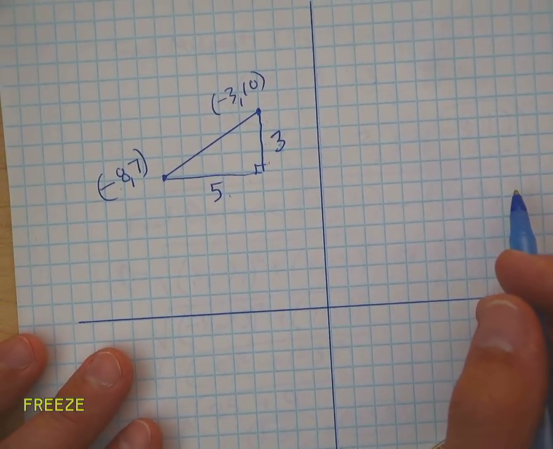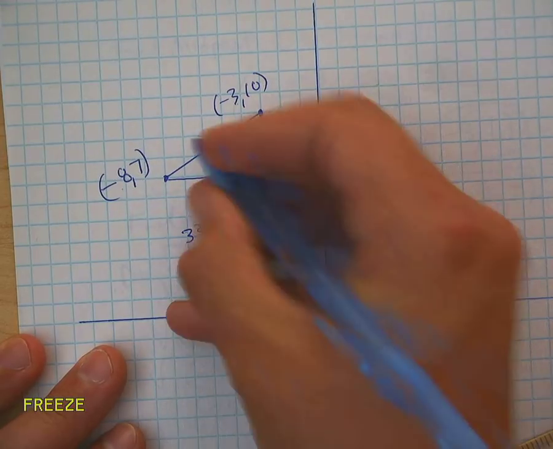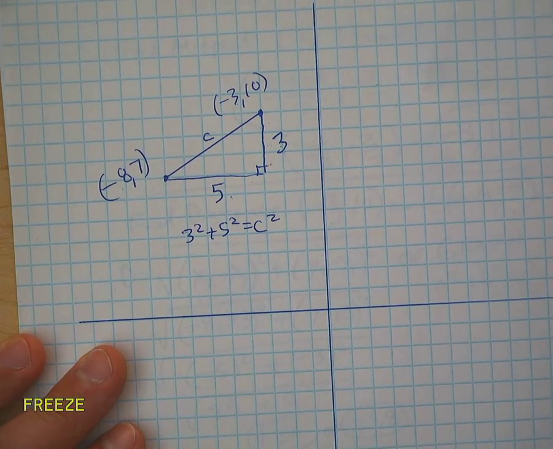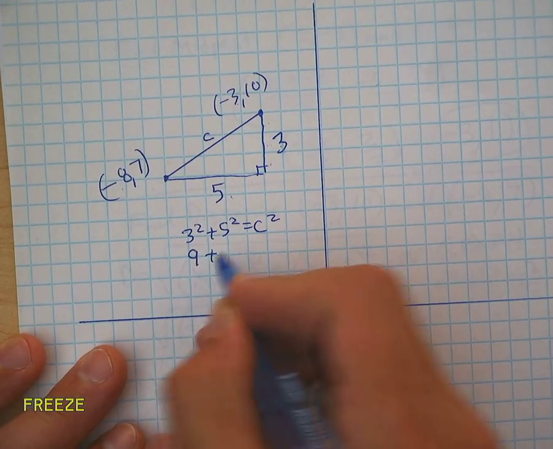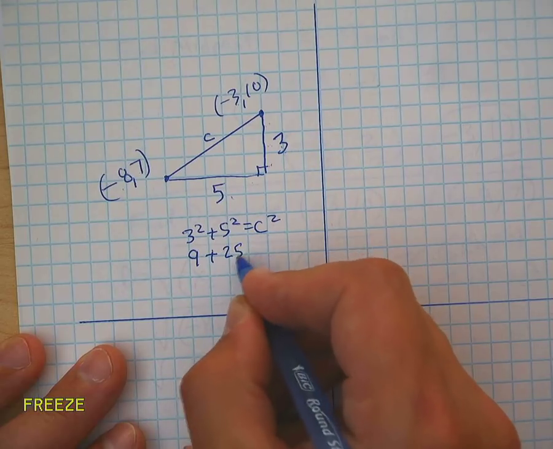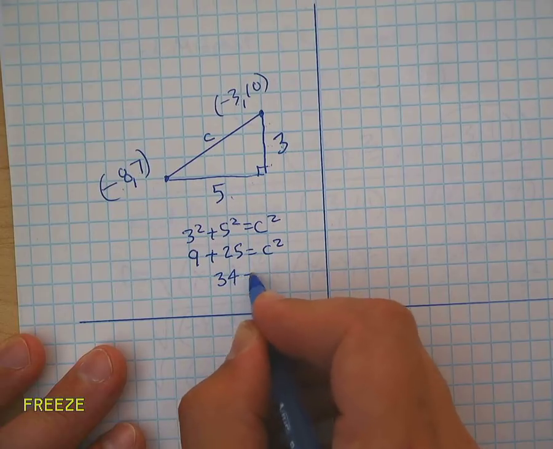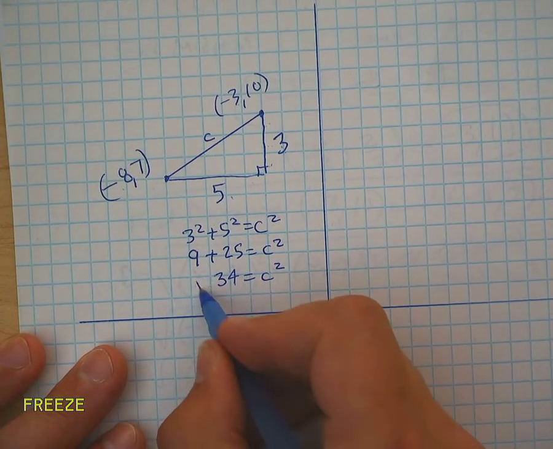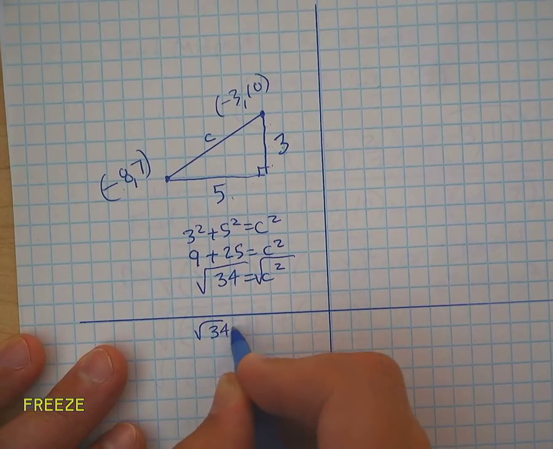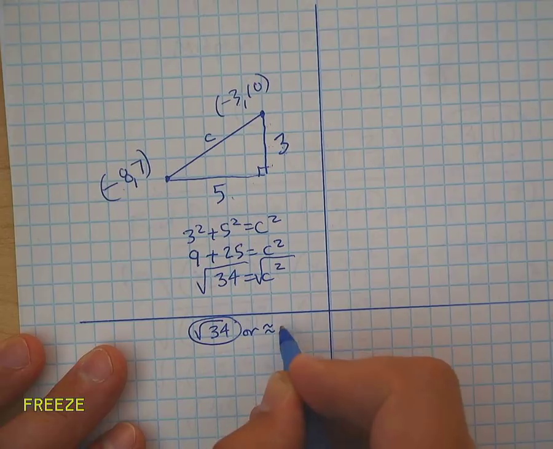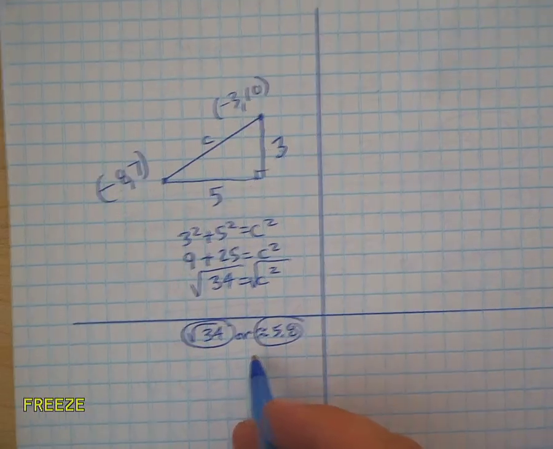Now to finish solving that, I take 3 squared plus 5 squared equals c squared, where this side would be my c. That's what I want to find the length of. I take 3 times 3, which is 9, plus 5 times 5, which is 25, and then I add these two together to get 34 equals c squared. I have to take the square root, so my answer is either the square root of 34 or approximately 5.8. Either one of those answers is correct.